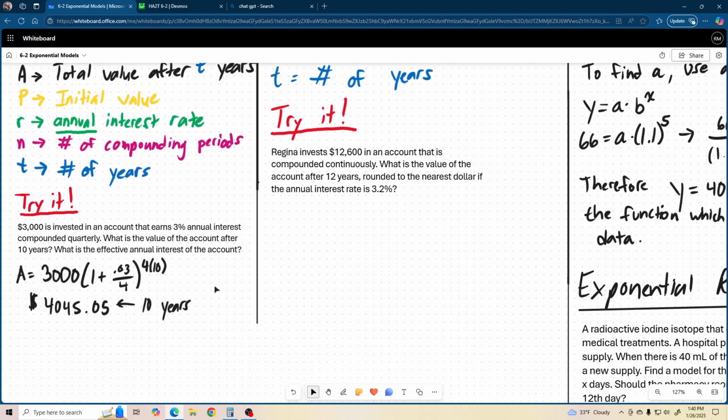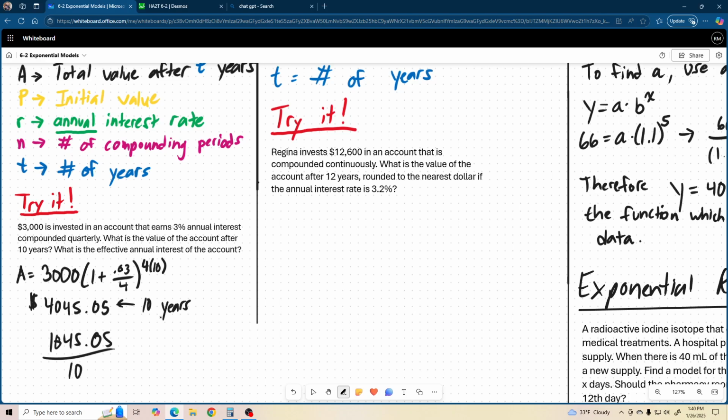Not too bad. What is the effective annual interest on the account? In other words, how much are we earning? Well, if we did this every year for 10 years, we would just want to know how much we were getting each year effectively. There's a couple ways you could look at this. You could take 1,045.05 divided by 10, and that would give you your yearly interest.